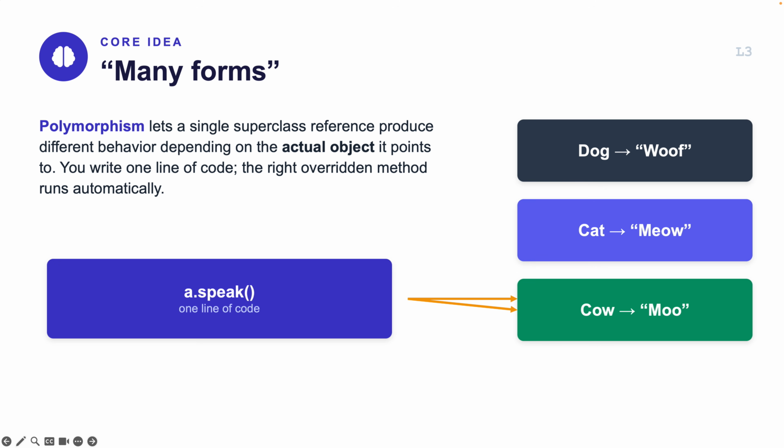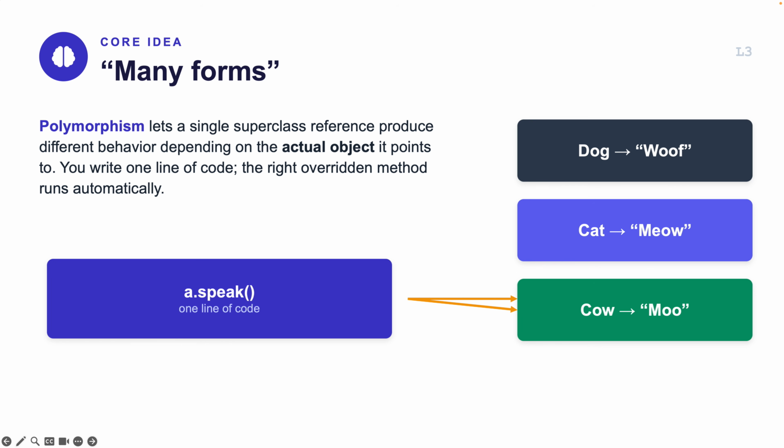Polymorphism literally means many forms, and that's exactly what it gives us. The same method call can produce different behaviors depending on which actual object receives it. You write speak once, but a dog barks, a cat meows, and a cow moos. One call, many forms. The crucial thing to understand is that the decision about which version runs is made at runtime based on the actual object, not at compile time based on the declared type.